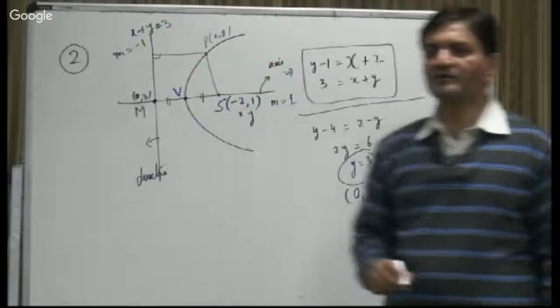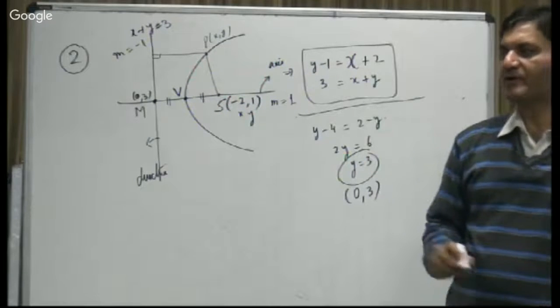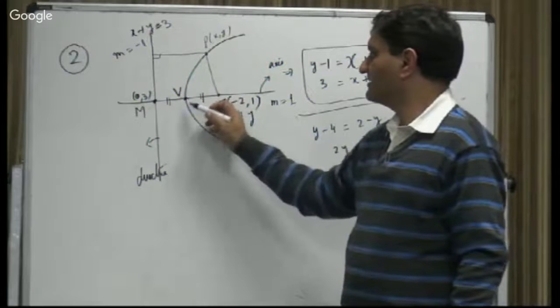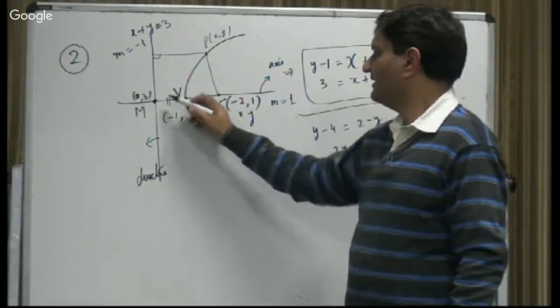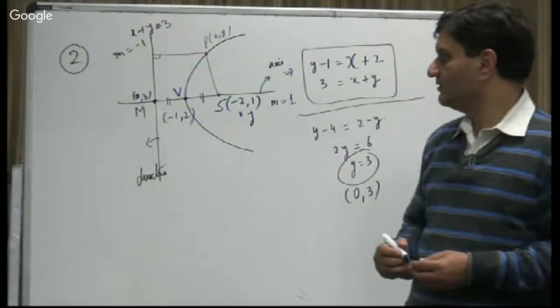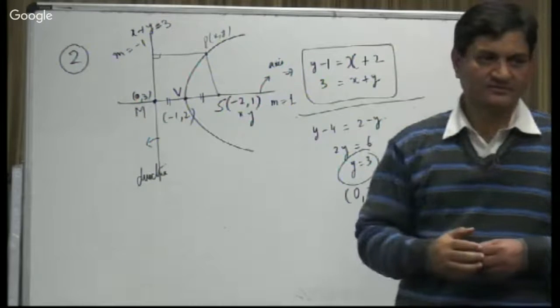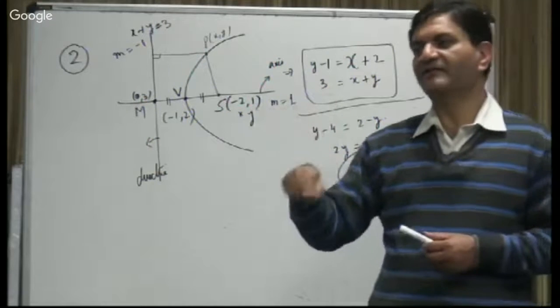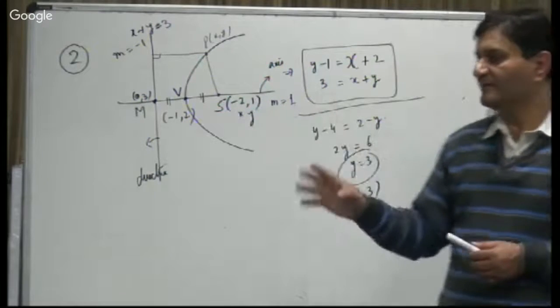Now what will be the coordinates of the vertex? Find the midpoint of M and S. So it is (-1, 2). What is the right option? (-1, 2), C is the right option. Is that clear? Rather than finding the equation and then the vertex, this is easier.